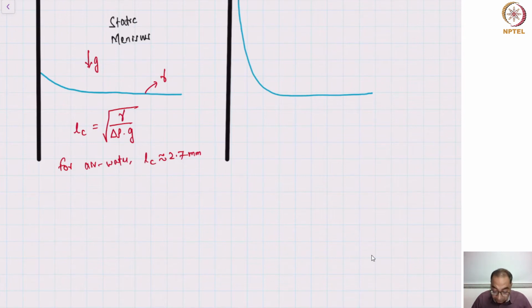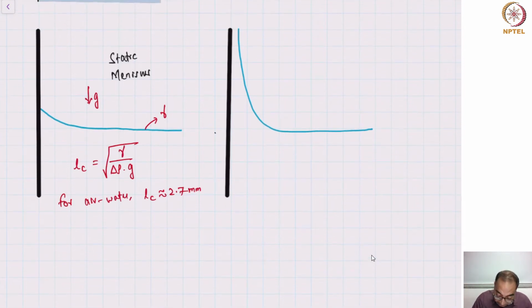Now, when you look at the coating problem, the same substrate is now being given a velocity u, right? And we want to determine the thickness of this coating.